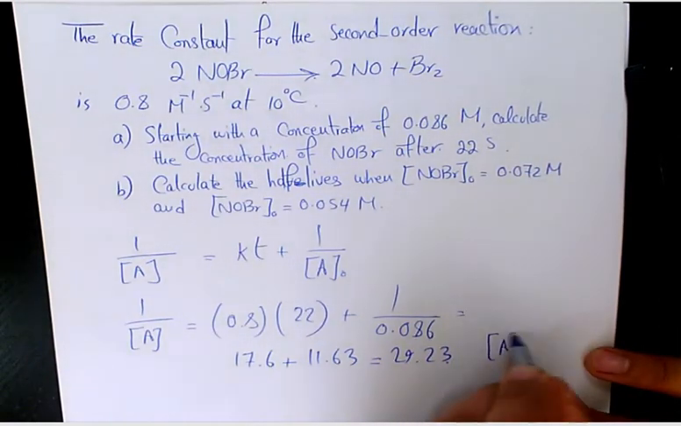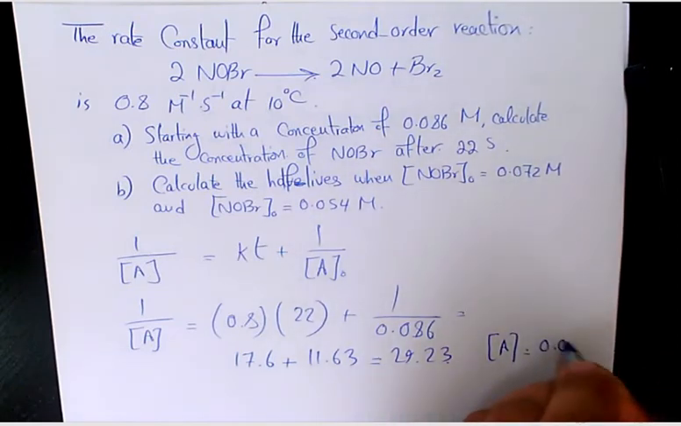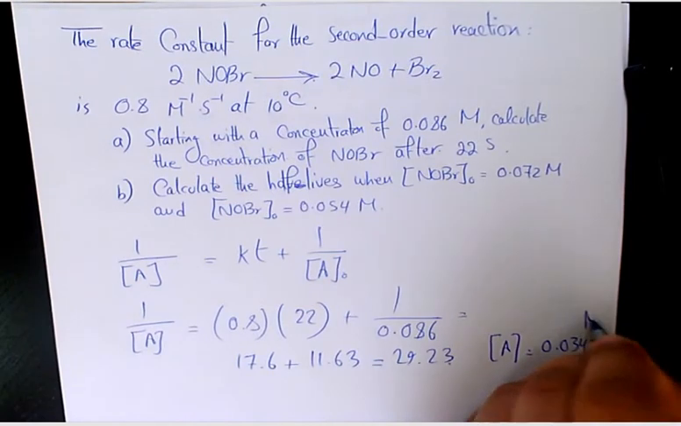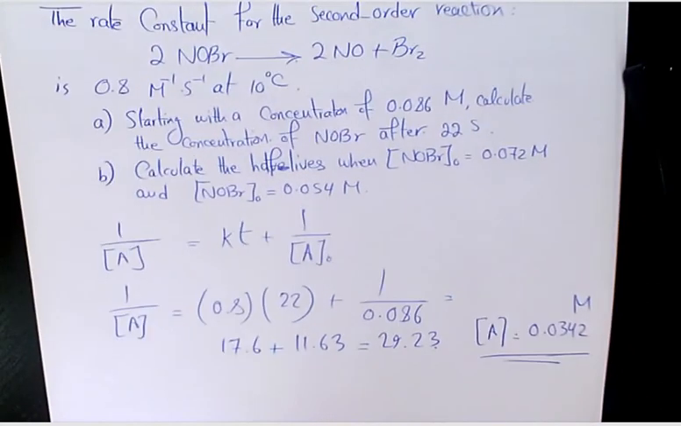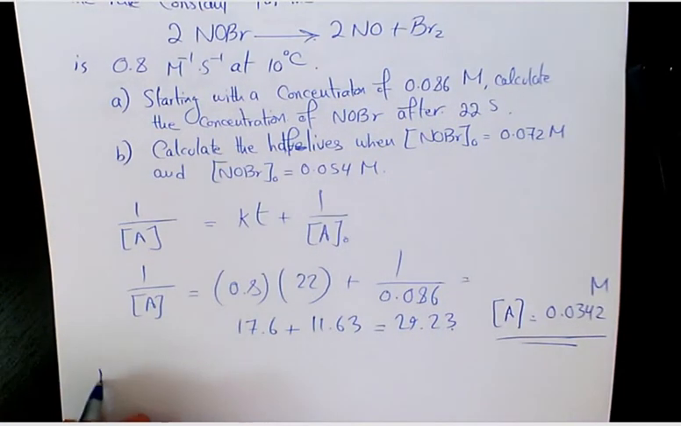And you need to flip it. 1 divided by 29.23 is going to be 0.0342 molar. So that's going to be the concentration of NOBr after 22 seconds. Let's do the part B.